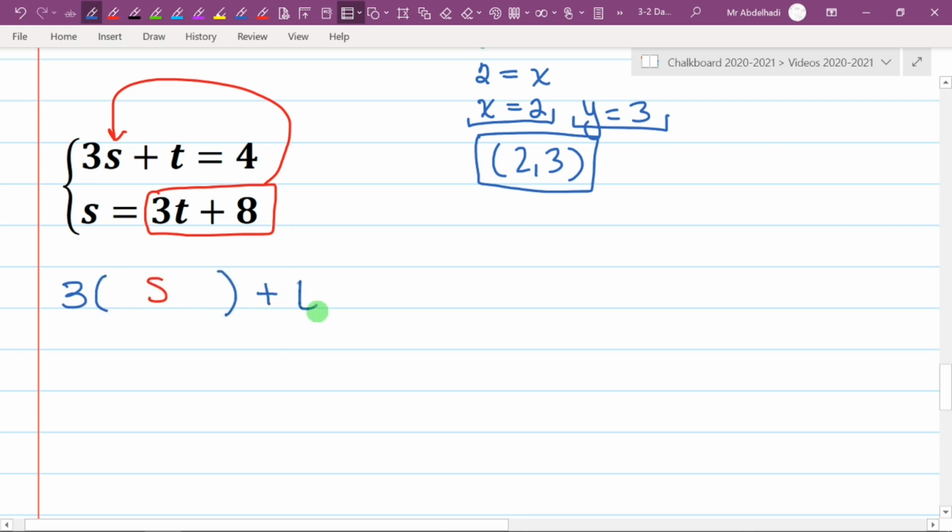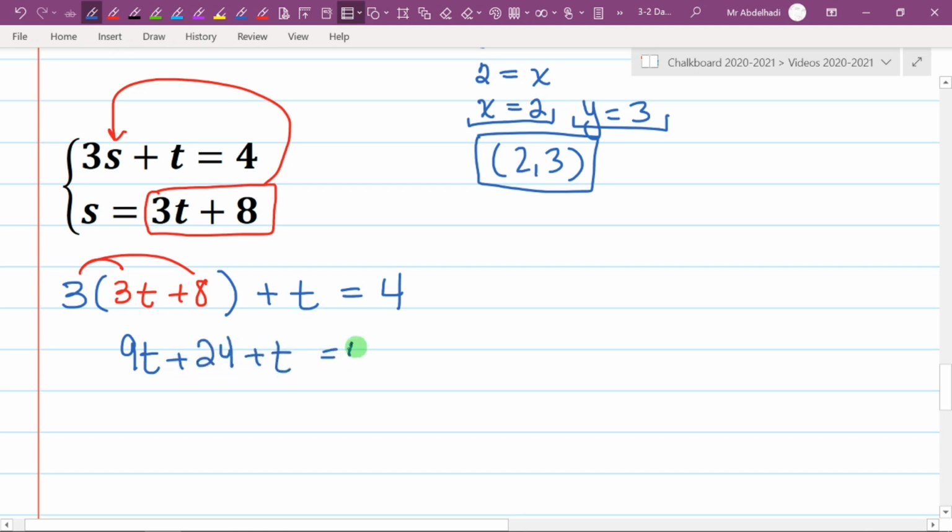Okay? Plus t equals 4. Now, this right here, we're going to substitute, instead of s, we're going to have 3t plus 8. Now, the reason why we need the parentheses is because we're multiplying 3 times this entire thing, which means we need to distribute. So there you go. Okay? Now, 3 times 3t is 9t. 3 times 8 is 24. Plus t equals 4. And, this is an Algebra 1 question again, but you have to combine like terms before you start it. I have a 9t and a 1t, so that's 10t. Plus 24 equals 4. And now just solve as usual.